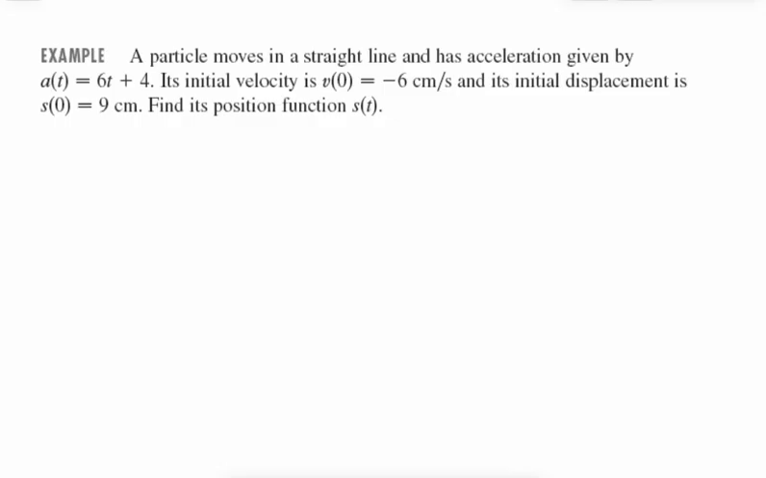So we know a particle that's moving, with acceleration a sub t. It's moving in a straight line, and it has an acceleration function of 6t plus 4. Its initial velocity is -6. Its initial position is 9. Find its position function. Okay, so I know the acceleration of this particle is 6t plus 4. Okay, I'm going to go backwards one step, and I'm going to find its velocity.